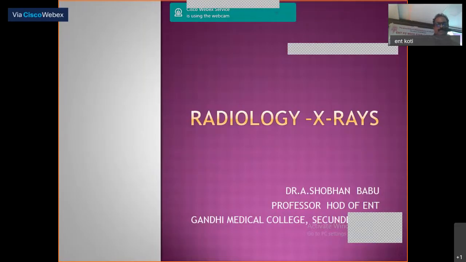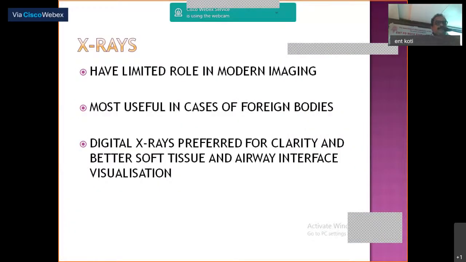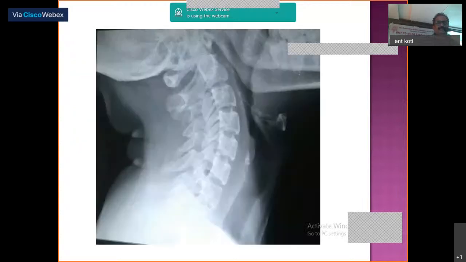So, radiology, mainly X-rays. You see, the role of X-rays is not unbound nowadays in our ENT practice. They have a limited role now in modern imaging. Most useful in case of foreign bodies, and as you know, digital X-rays are now preferred for clarity and better soft tissue visualization.